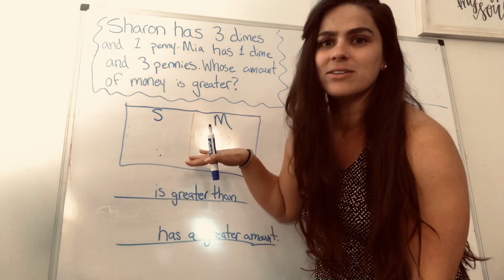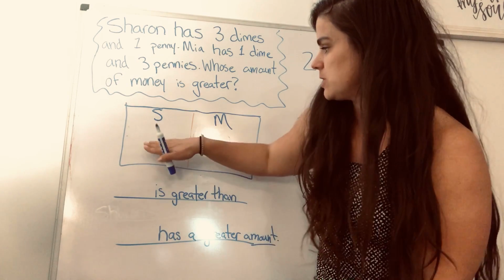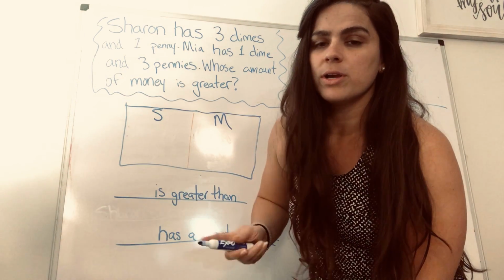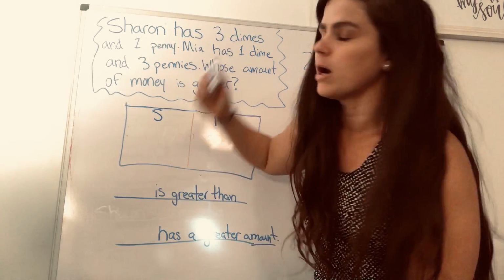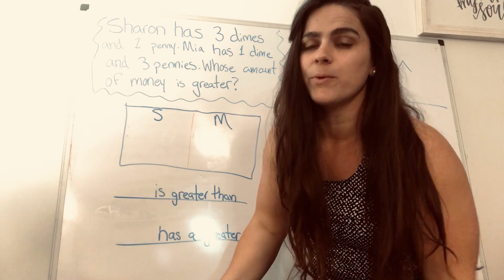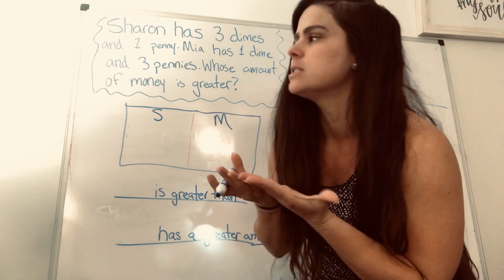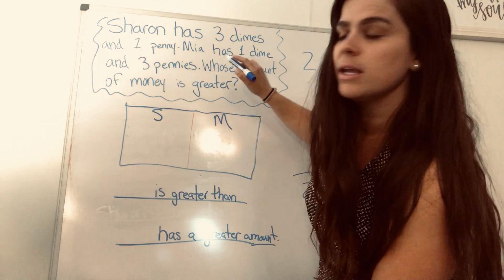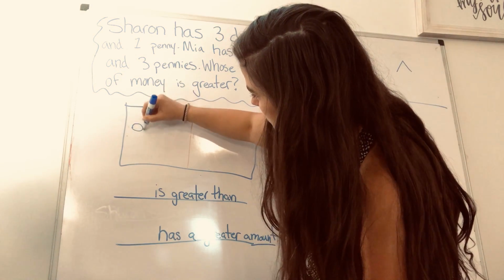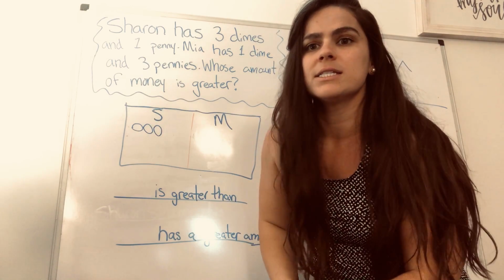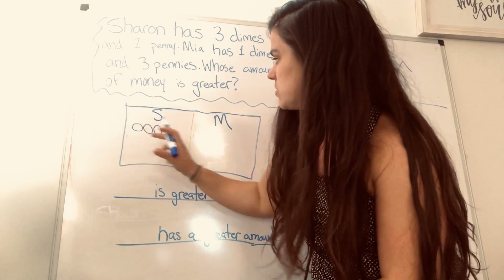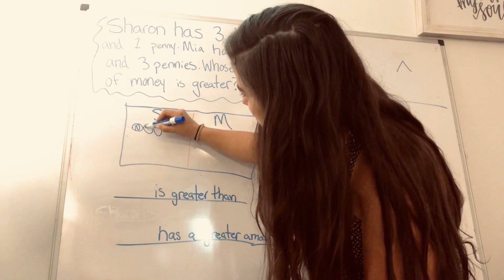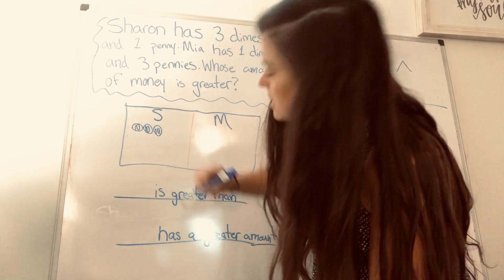Let's draw it out to figure it out. So we're gonna make 2 sections, one for Sharon and one for Mia, and we're gonna draw out their money. So I'm not just gonna draw the amount of coins that they have. I wanna know how much their money is worth. So when I write Sharon's 3 dimes, I want to put the amount inside of the dimes. So how much is a dime worth? How much is each one of these worth? Good, 10 cents. So if you have a dime, you have 10 cents.